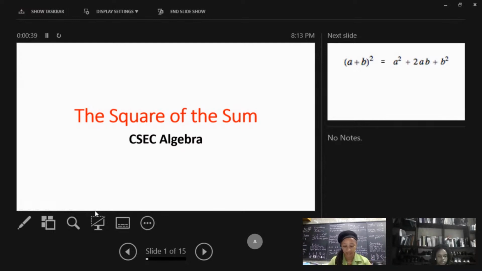Good night. So another easy topic. Easy, cheesy, peasy. The square of the sum. So we add first, then we square. Last week we did the square of the difference. And do you remember what we got when we expanded the square of the difference? Anybody remembers?